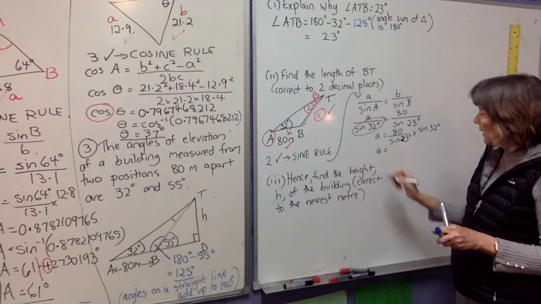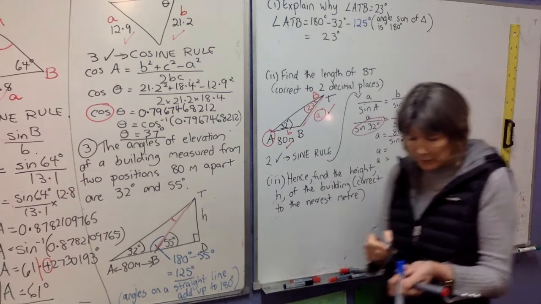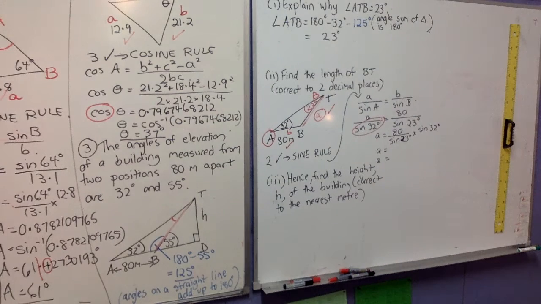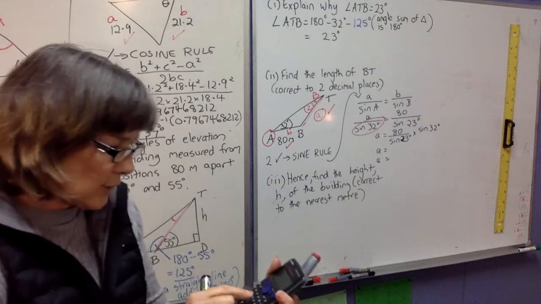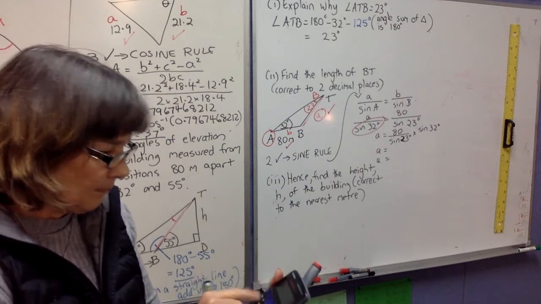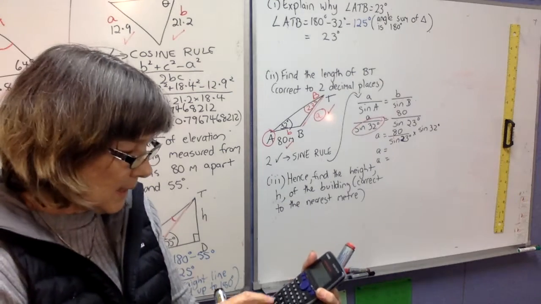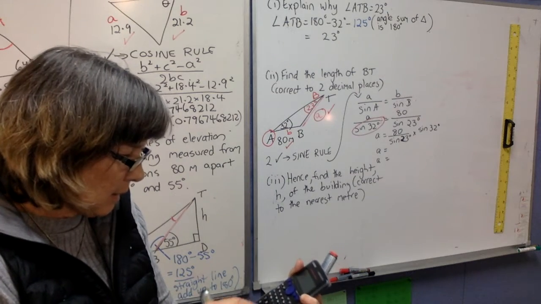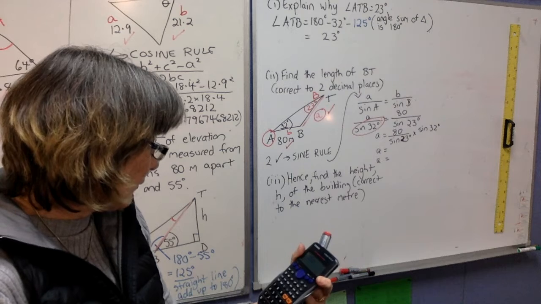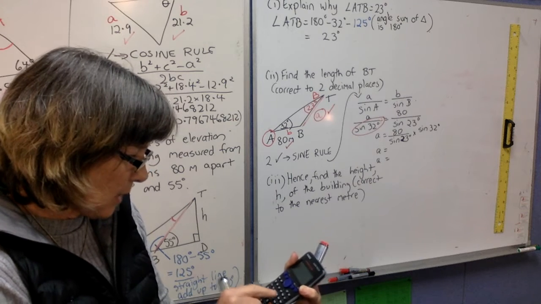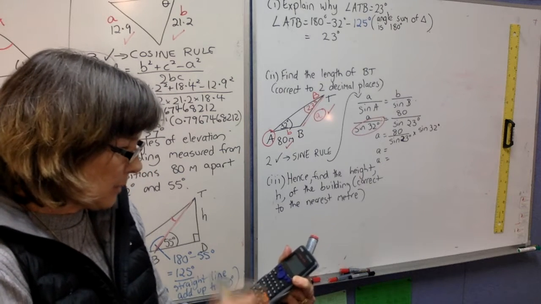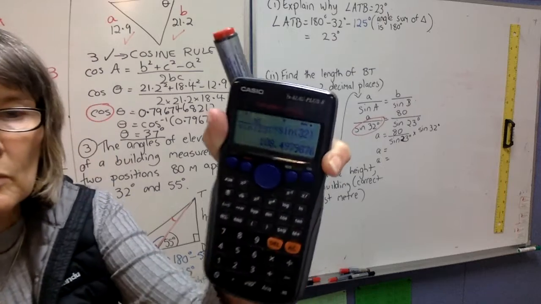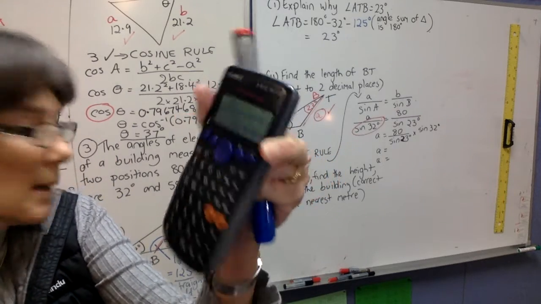So we're going to the calculator now, and then we're going to round it off after that. So get your calculator, and we're typing fraction key. 80 on the top, down arrow, sine 23, close the bracket, right arrow out of your fraction, times sine 32, close the bracket off and press equals, and that's what you end up with.